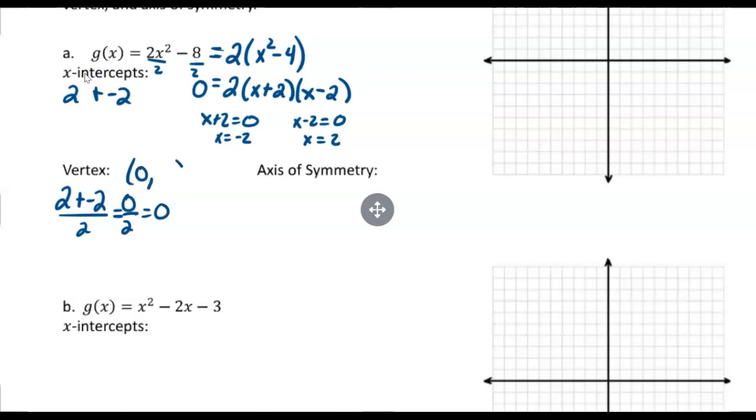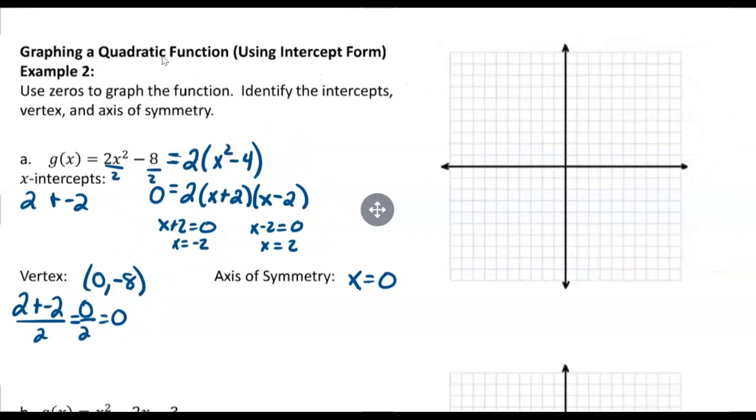So the vertex starts with a 0, and then you plug the 0 back into the equation, and that's how you're going to find the y value. So I'm just going to take the 0, plug it back in right here for the x, and I'm going to get negative 8. And then my axis of symmetry is at x equals 0. So if we go ahead and graph that, we have 0, negative 8 for my vertex. Whoops, sorry, that's negative 9. There we go, 0, negative 8. And then an x-intercept at 2 and an x-intercept at negative 2.